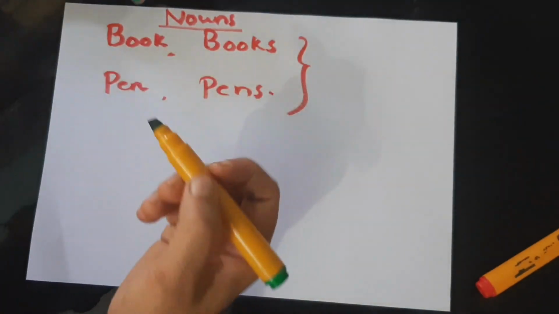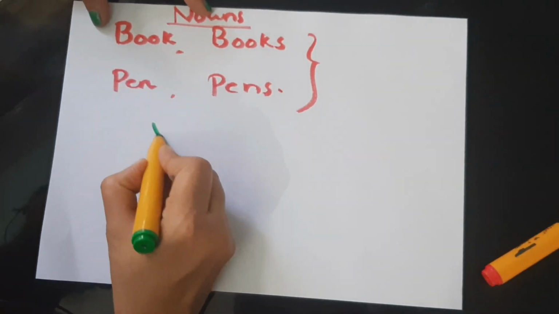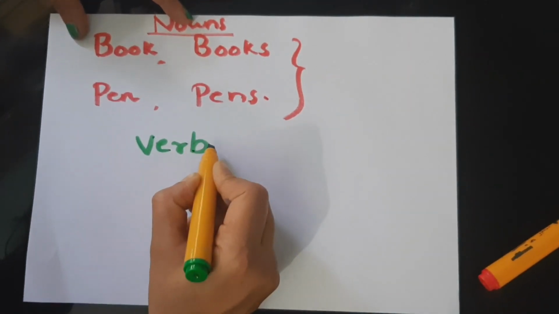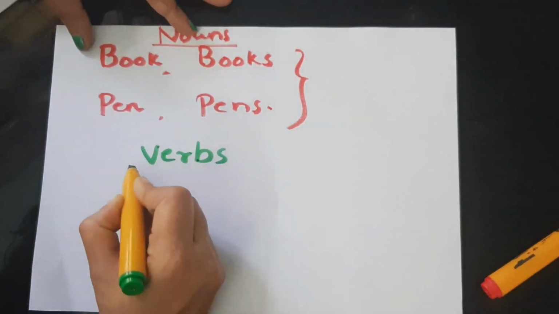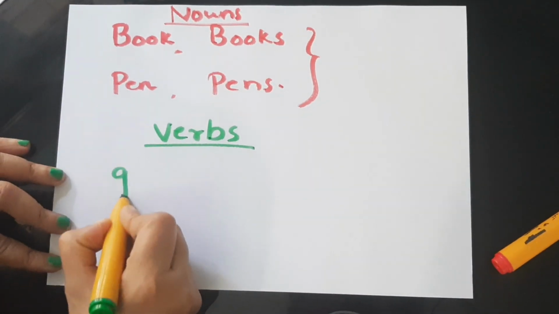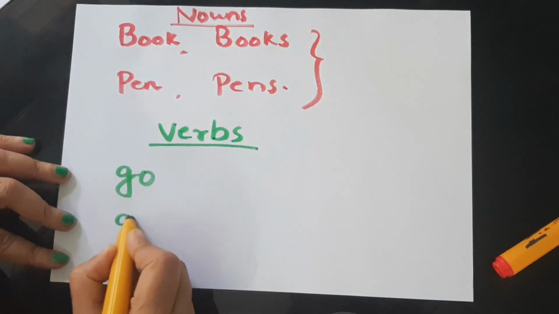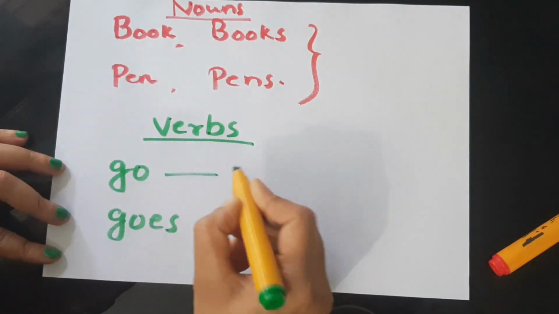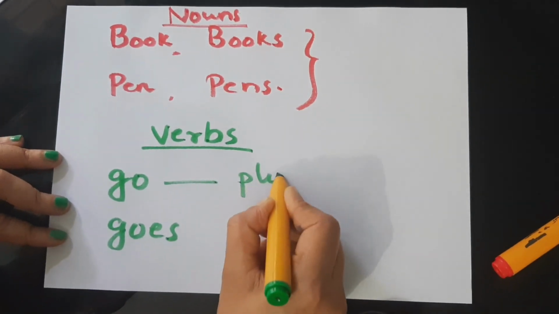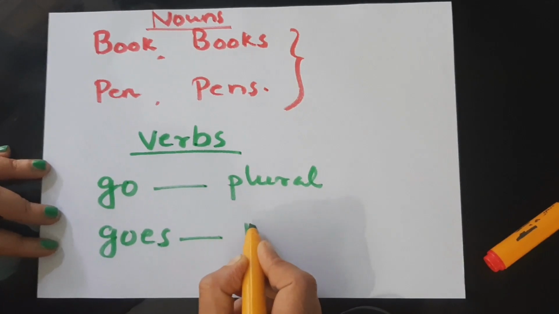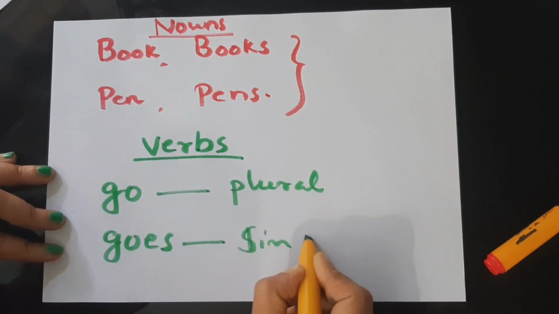Same like that, you know, verbs too have singular and plural forms. For example, go and goes. Okay, go means it is the plural form. Goes means it is the singular form.